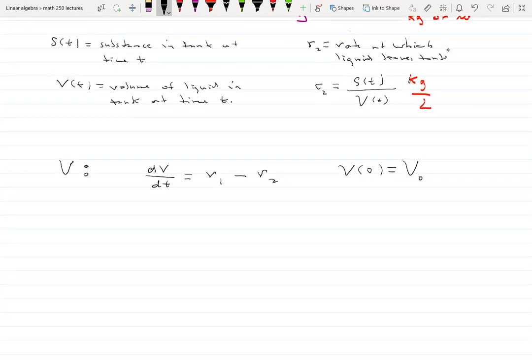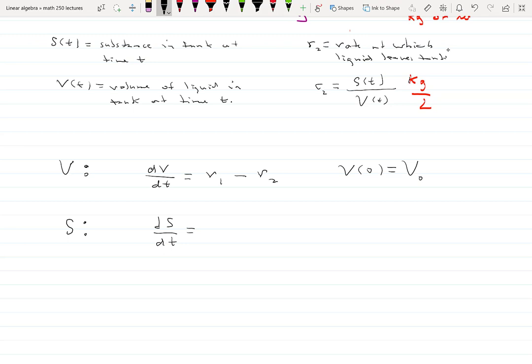A little more complicated is a differential equation that's satisfied by the amount of substance, the pounds of salt or kilograms of salt in the tank at time t. Okay, the idea is the same though. The rate of change of the amount of substance in the tank is going to be the rate at which substance enters minus the rate at which substance leaves.